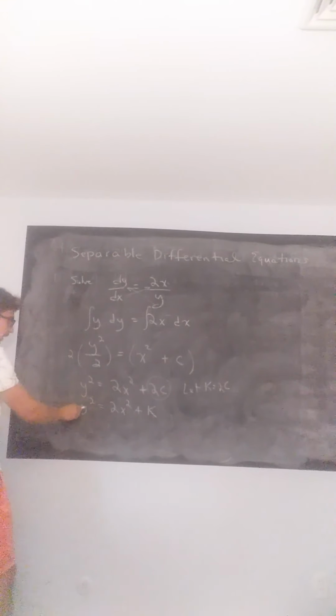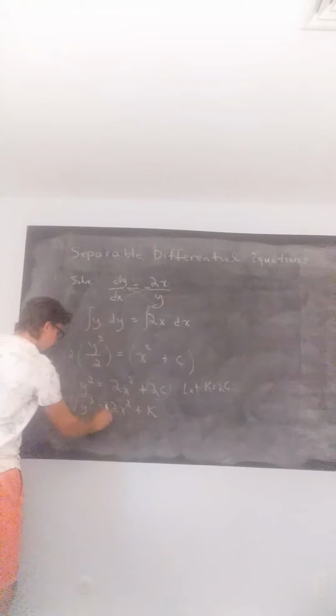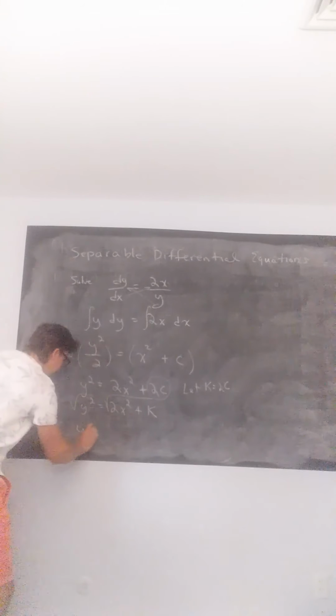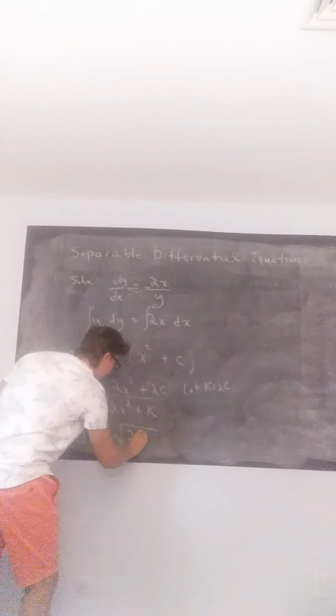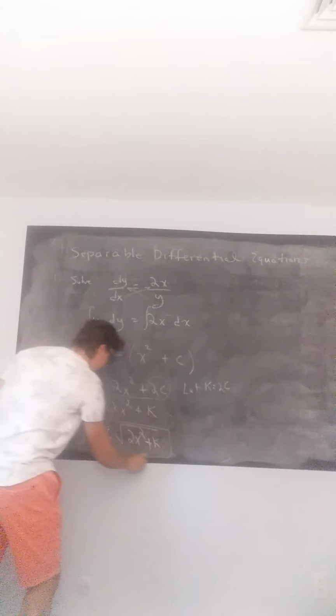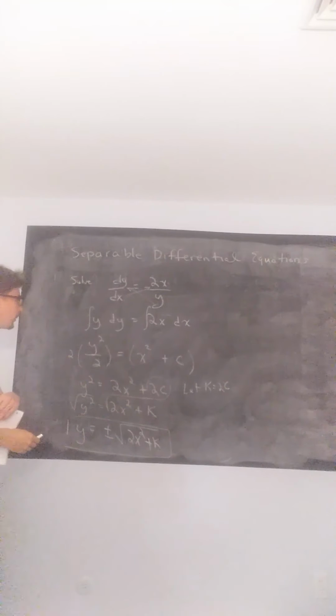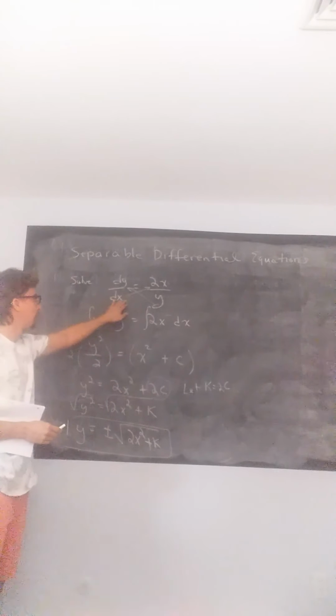And now we have a y squared, so how do we get rid of the square? We'll take the square root of both sides. So you're going to get y equals plus or minus the square root of 2x squared plus k. And that is the solution to this differential equation. In other words, this is the particular function that we are searching for. That's a solution to this first order separable differential equation.